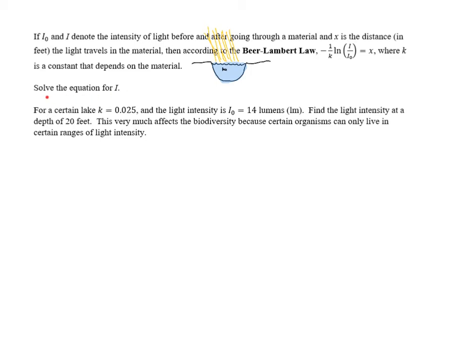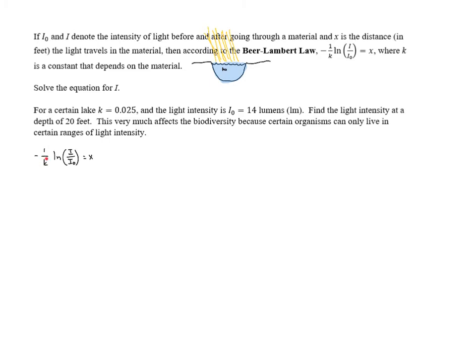So the first thing we're asked to do is solve this equation for I. Remember, I is the intensity of the light after going through the material. So our goal is to figure out how much light there is in the middle or the bottom of the lake. And to do that, we want to get I by itself. So we've got the opposite of 1 over k times ln of I over I sub 0 equals x.